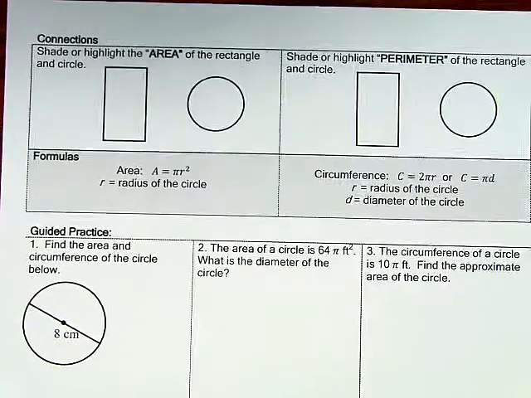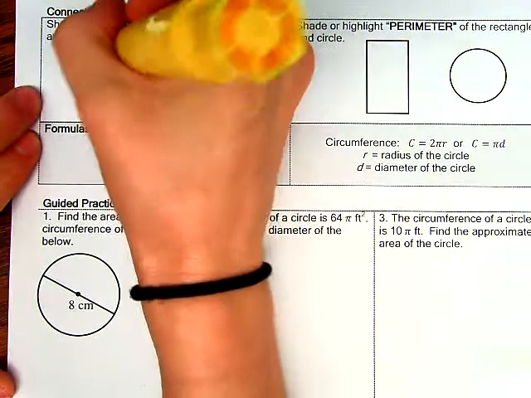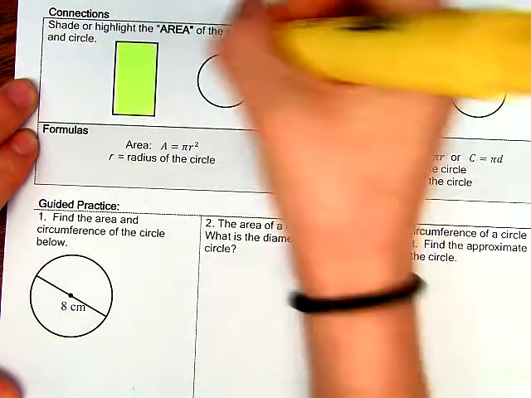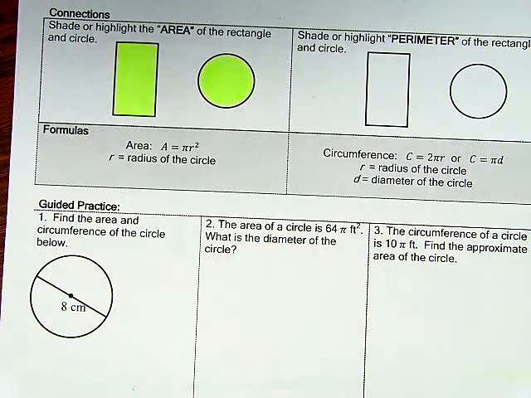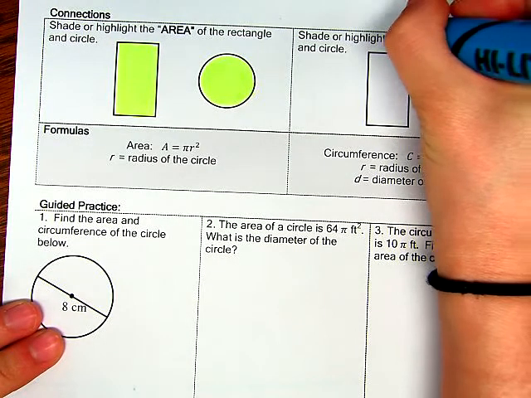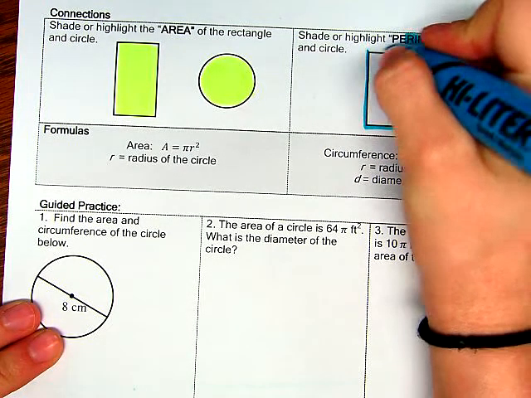Moving on to our guided practice. So first let's make some connections between area and perimeter. If I said to shade or highlight the area and the perimeter, I want you to pause the video and do this yourself. Here I go. Area is what's inside. Same for a circle. Area is going to be what is inside. Perimeter, on the other hand, if we see this word rim, think of rim as like the edge. So it uses all of the edges or the rims.